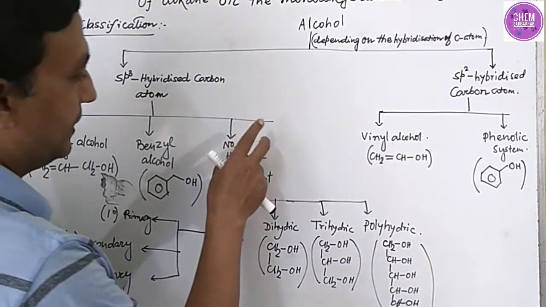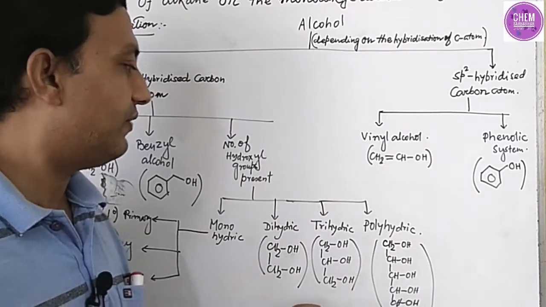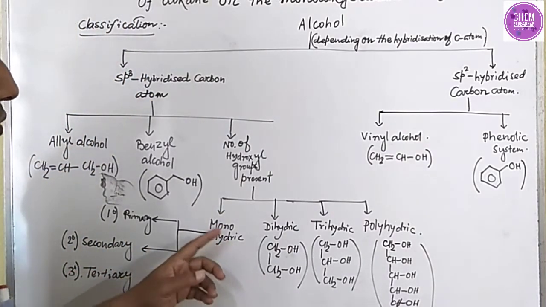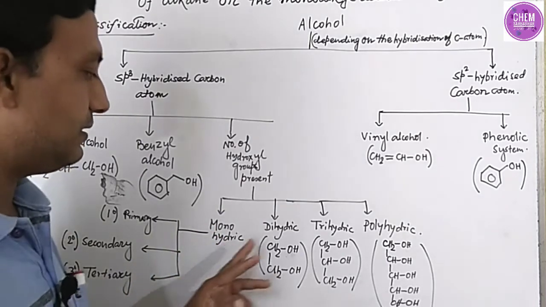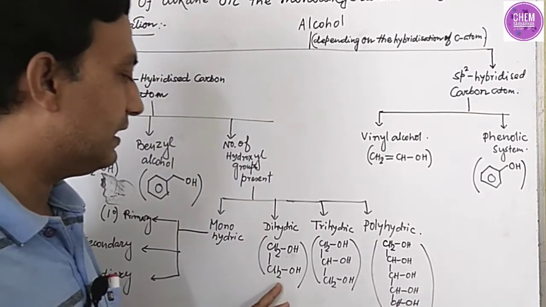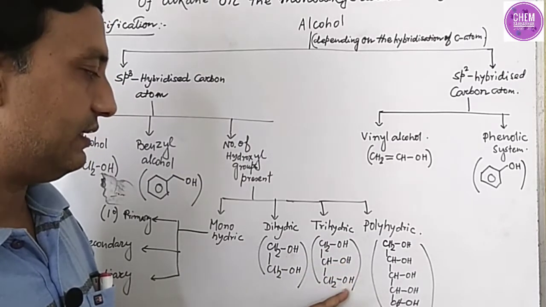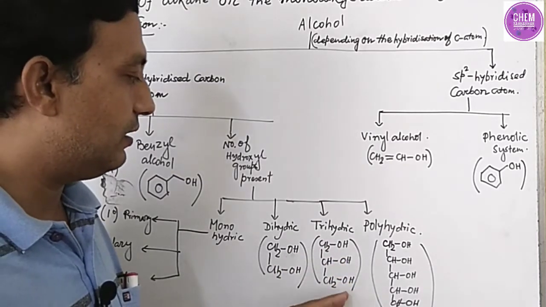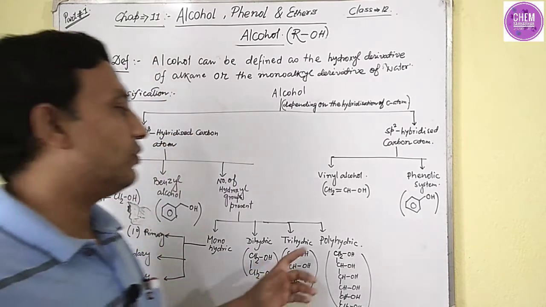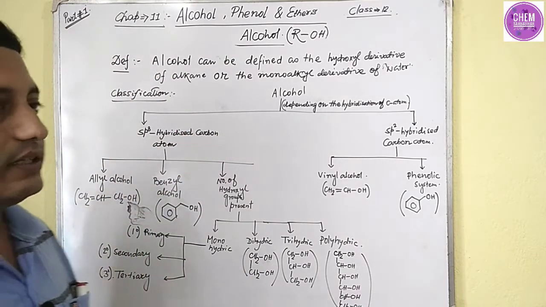Now depending upon the number of hydroxyl groups present, alcohols can be further classified into four categories. Monohydric alcohol has one hydroxyl group. Dihydric means two hydroxyl groups are present, as in ethylene glycol. Trihydric alcohol means three OH groups are present, as we see in glycerol, and more than three is known as polyhydric alcohol, for example sorbitol.